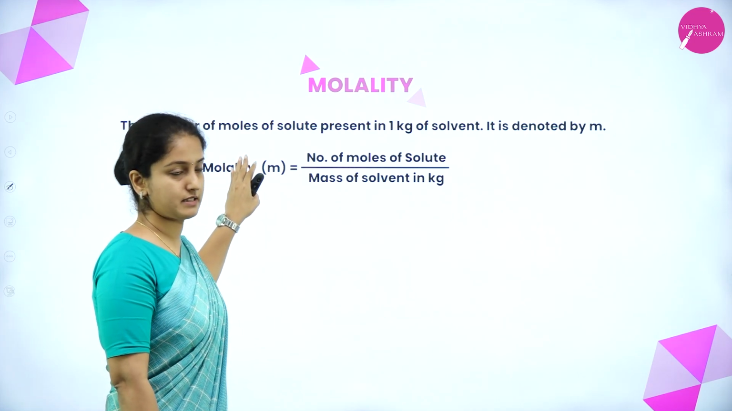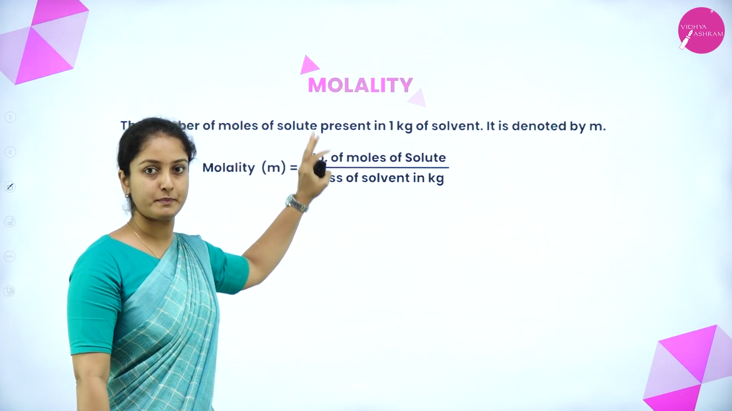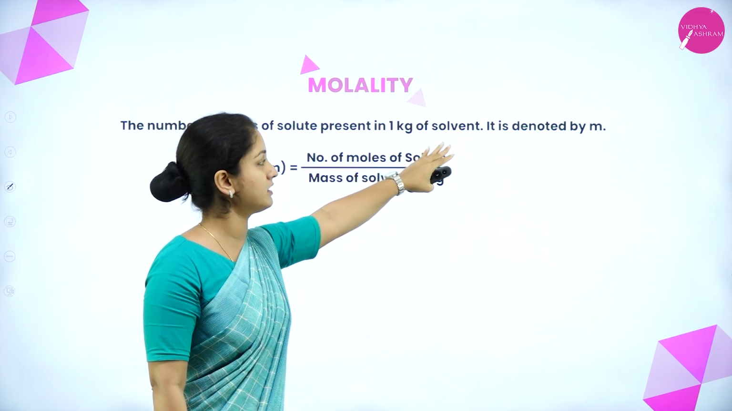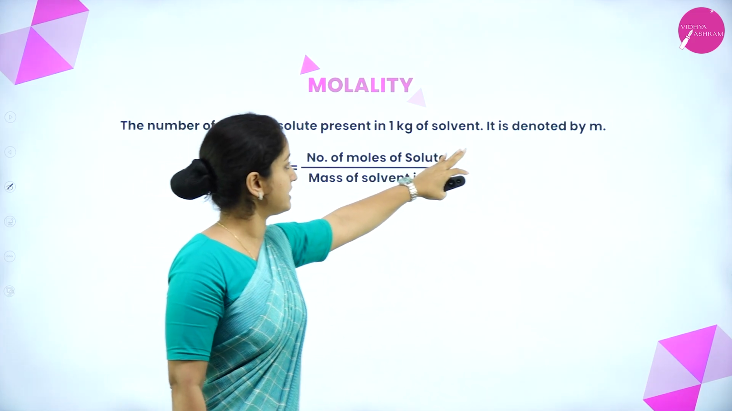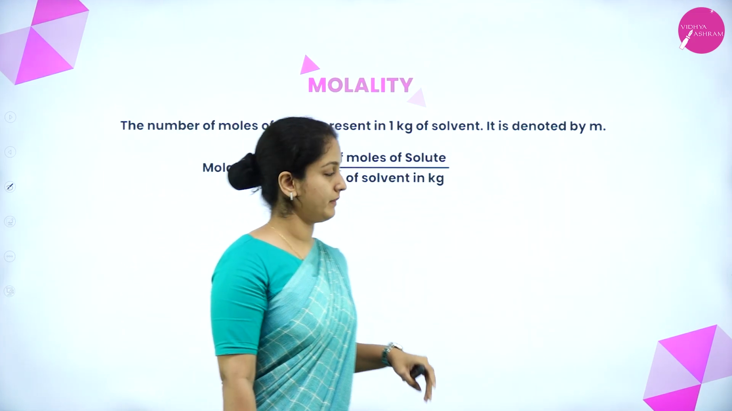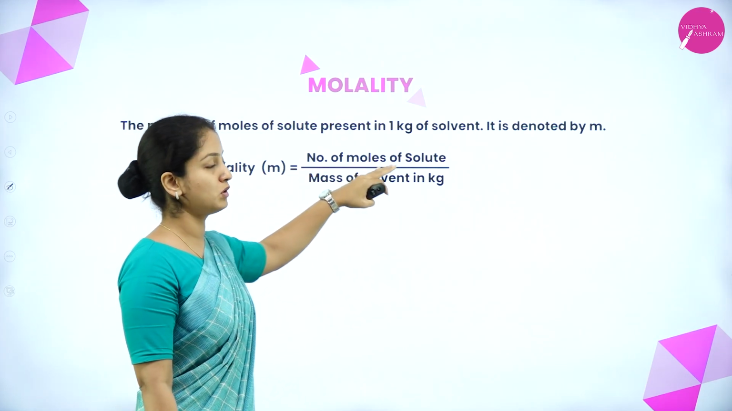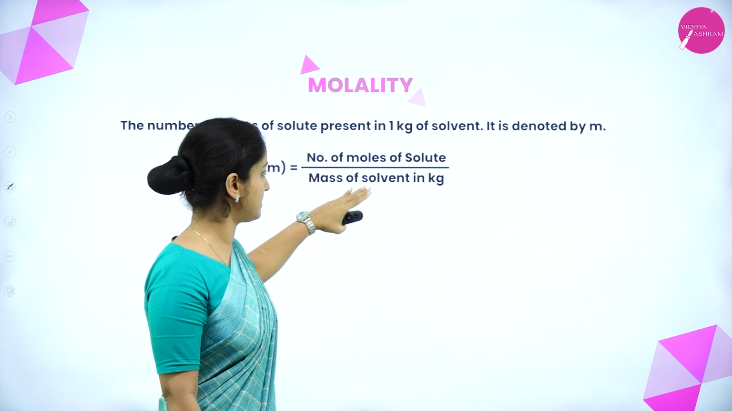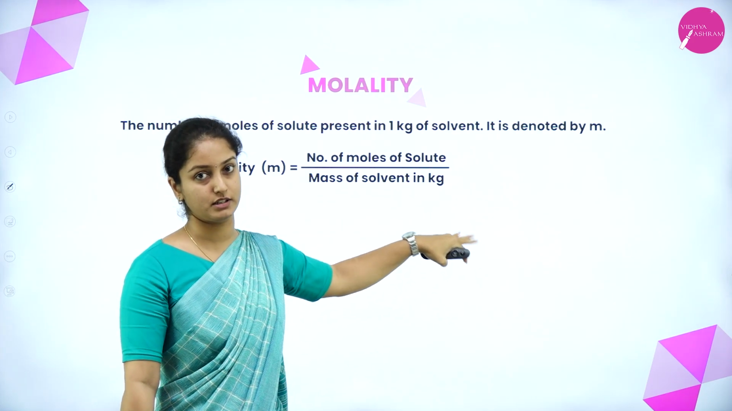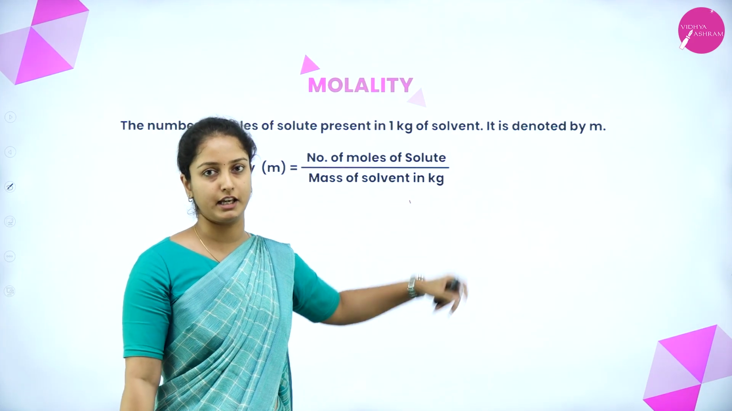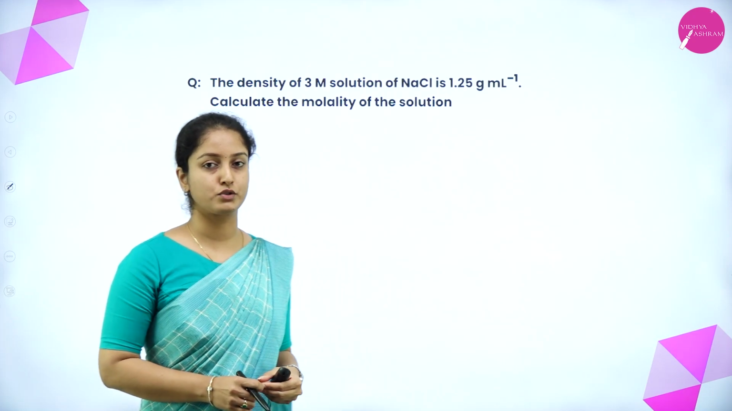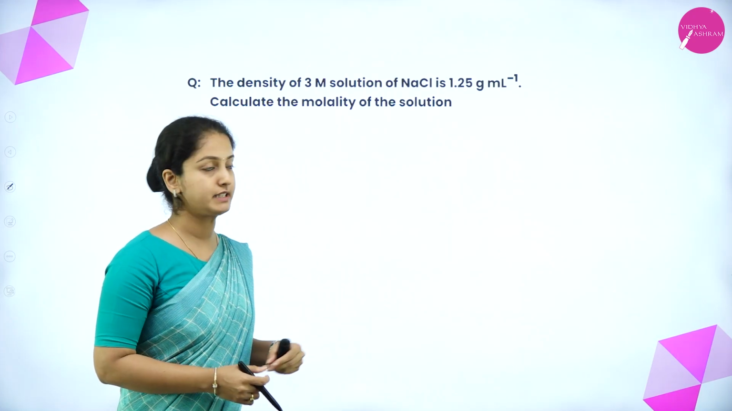Molality is defined as the number of moles of solute present in 1 kg of a solvent. This is denoted by m. Now the formula to calculate the molality is number of moles of solute divided by mass of solvent in kg. This is solvent in kg. So now we shall try to solve this question based on molality.